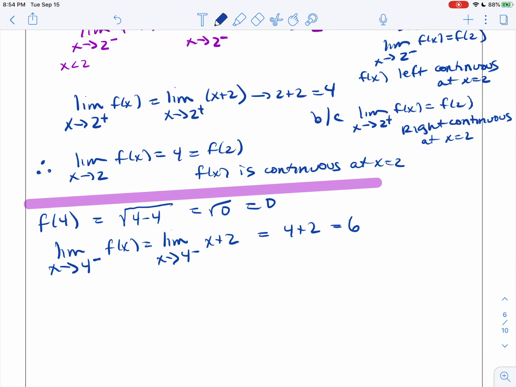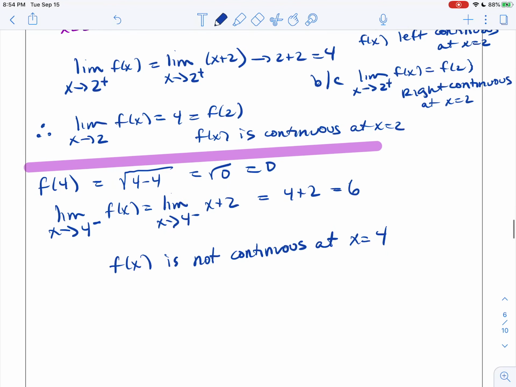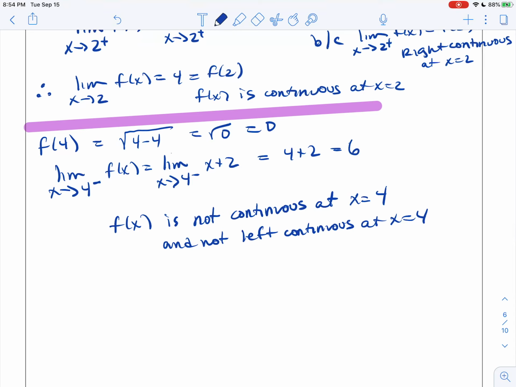So automatically, I can say that f of x is not continuous at x equal to 4, and it's not left continuous. It's not continuous and not left continuous at x equal to 4, because the two-sided limit won't be true, because the limit won't equal the function output. Good? So, but I want to still test if it's right continuous.